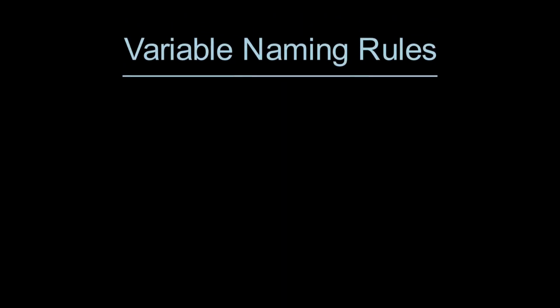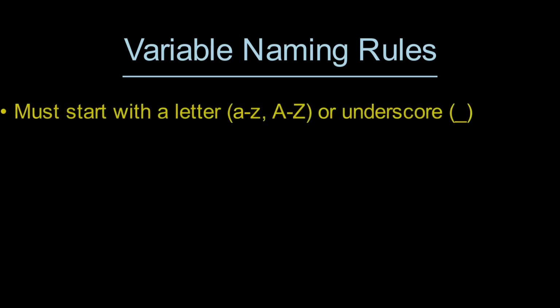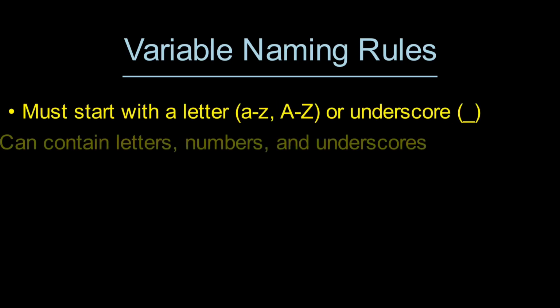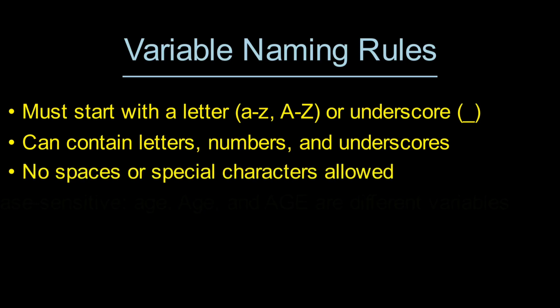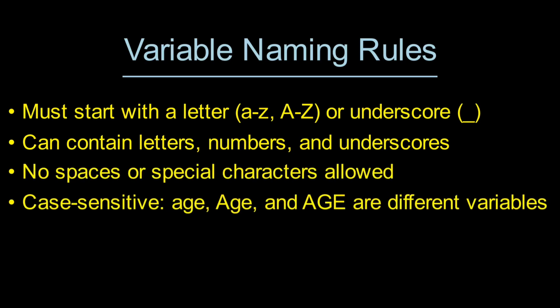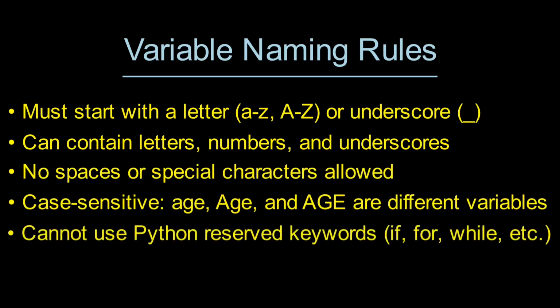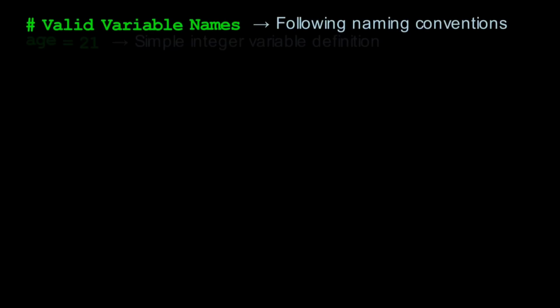These guidelines are crucial for writing clean, maintainable code. Python enforces several key rules for variable names. The variables must start with a letter or underscore. They can contain letters, numbers, or underscores. Special characters and spaces are prohibited. Names are case sensitive. Let's see these rules in action.